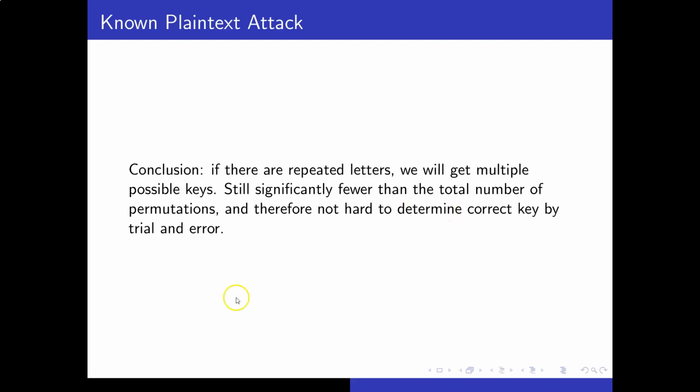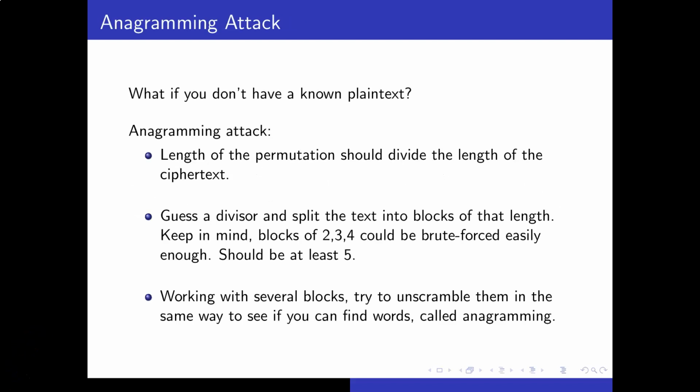Okay, so now the question is what to do if we don't know the plaintext. If we don't have a known plaintext-ciphertext pairing, we rely on something called an anagramming attack. Now, what is an anagramming attack? Well, it's kind of like the Vigenère-Kasiski attack, where first we try to figure out the length of the keyword, and then we try to recover the keyword. We're going to do the same kind of thing. We're going to first try to recover the length of the permutation, and then the permutation itself.